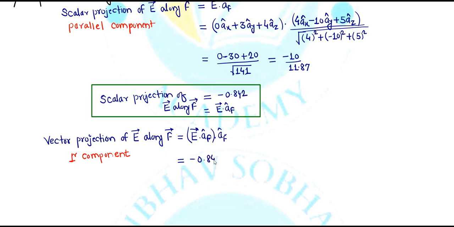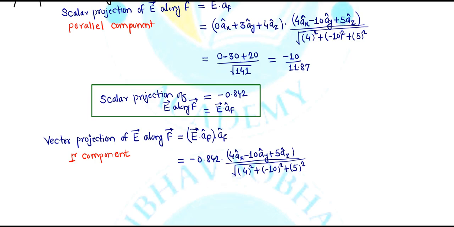Okay, so we have this value to be minus 0.842, having the dot product with respect to your vector F. And what is that unit vector along that vector F? So that is already we have written: 4ax minus 10ay plus 5az divided by its magnitude. So what is that magnitude? So that will be 4 square minus of 10 square plus of 5 square.